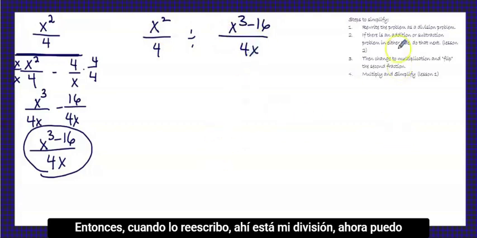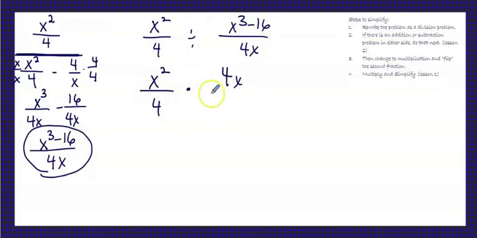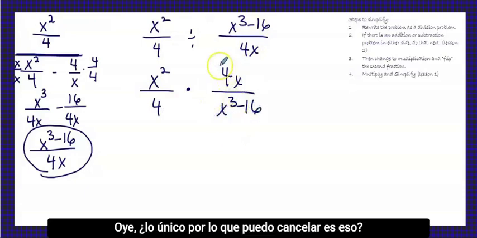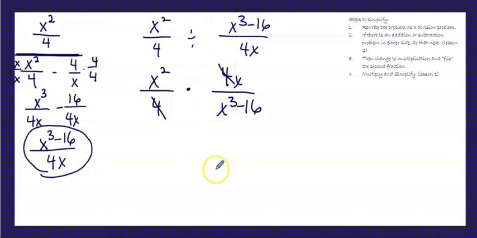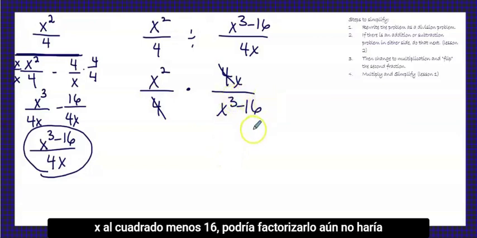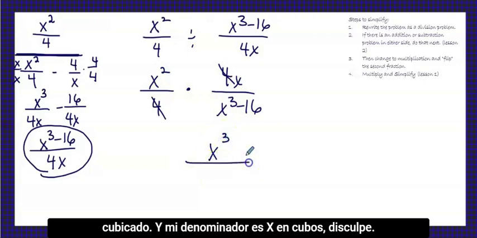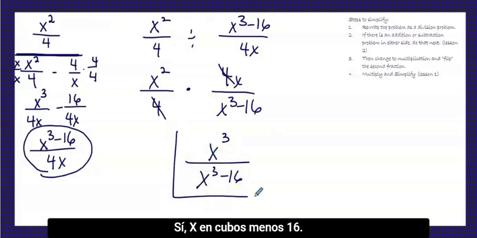there's my division. Now I can skip step 2 because I already did that part. So then I can rewrite it as multiplication. Okay, the only thing I can cancel out is that 4. Man, I'm looking at this thinking there should be a way I can factor this, but there really isn't. If this were x squared minus 16, I could factor it. Still wouldn't make any difference, really. So I just need to multiply across. x squared times x is x cubed. And my denominator is x cubed minus 16.